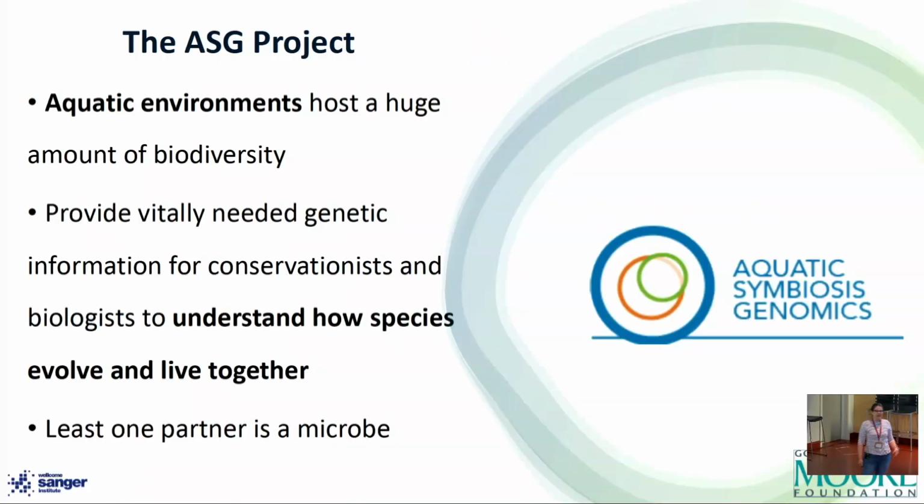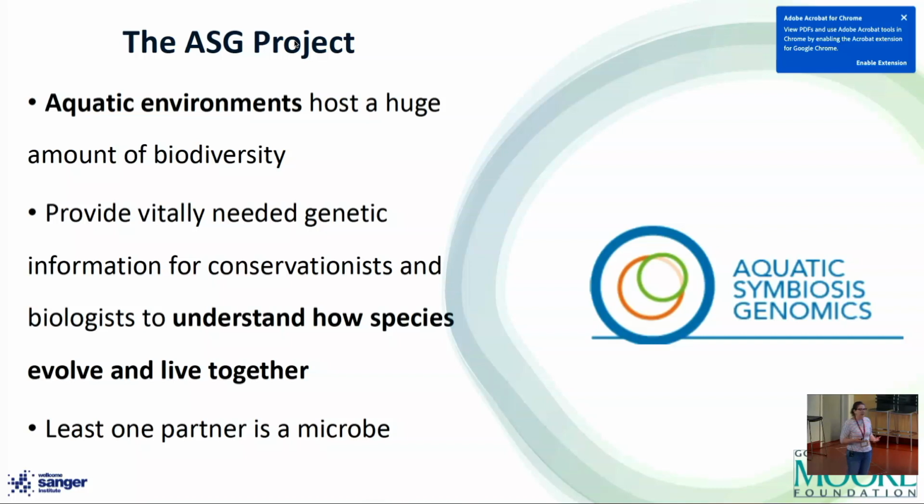So in the Aquatic Symbiosis Genomics project, we are focused on the huge amount of biodiversity that we have in the aquatic ecosystems. In this project, we provide genetic data for biologists to understand how species evolve and live together. And one of these species is a microbe.